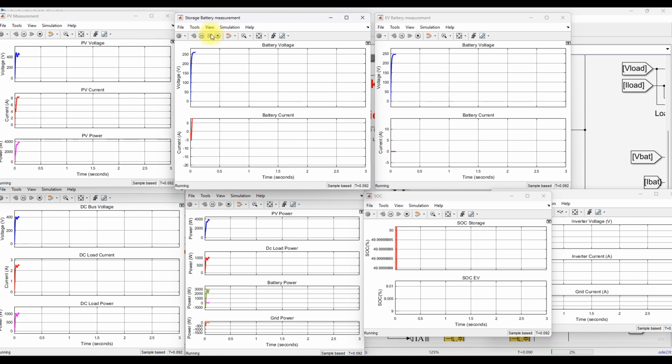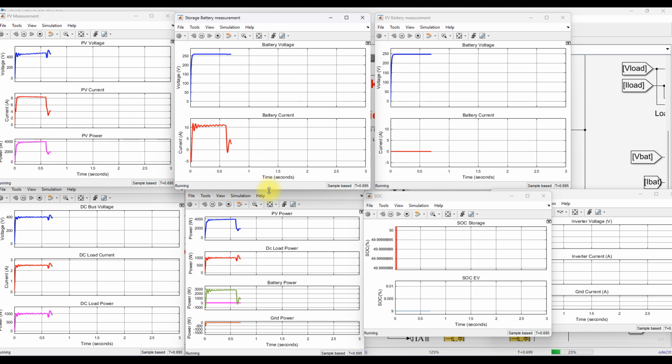Here you can see that the EV is not connected, so that's why the EV battery current is 0. The remaining things, the PV power, voltage and current, will follow the irradiance from 1000 watts per meter square to 500 and 0. Based upon that, PV will generate the power. PV is initially 4000, so 1000 will be given to the DC load and 3000 taken by the battery. Now it is 2000, so 1000 is given to the DC load and 1000 given to the battery.